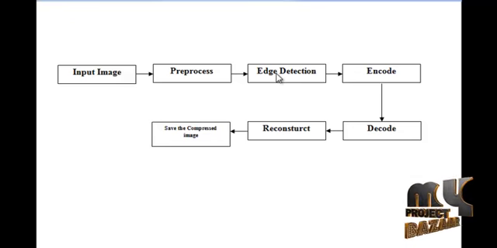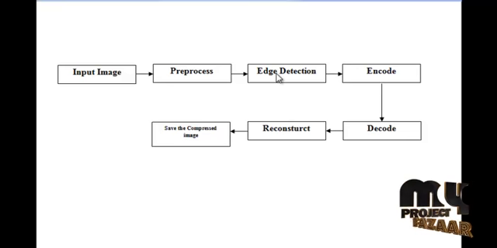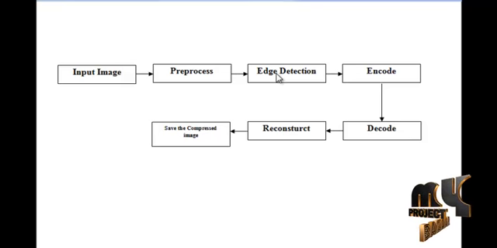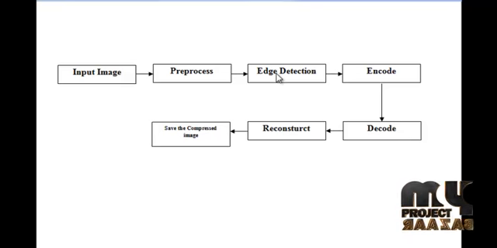Discontinuities are significant local changes of intensity in an image and typically occur on the boundary between two different regions in an image. The goal of edge detection is to produce a line drawing of the scene from the image. Important features can be extracted from the edges of an image. Then the edge-detected image goes to the encoding process.